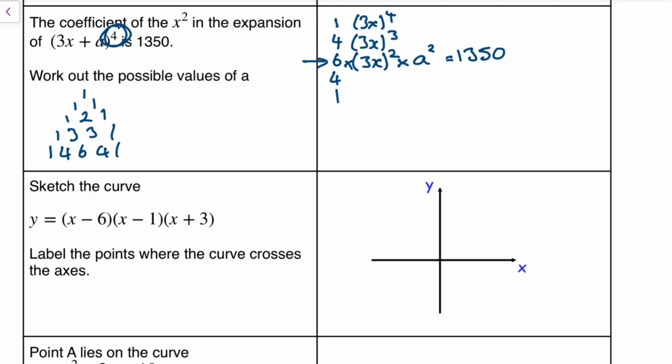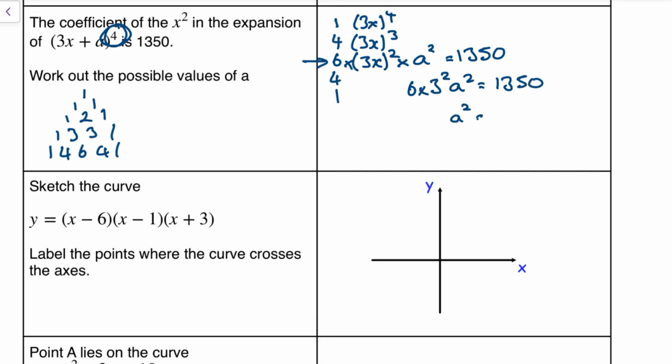So I can basically tidy this up, can't I? Now, just as a slight aside, I've left the x squared on the left and I haven't got the x squared on the right. Technically, the coefficient is without the x squared, but it's kind of hard to explain without writing everything I've written down. So let's now tidy this up. So 6 times 3 squared times a squared is equal to 1350.